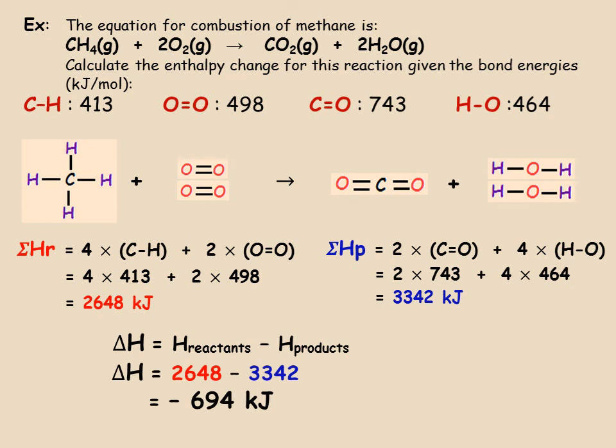So when delta H is negative, what is it? The reaction is exothermic. Understood? If the enthalpy is negative, it means it's exothermic, children. Okay, children, this is how you have to calculate the enthalpy from the bond enthalpies. Okay?